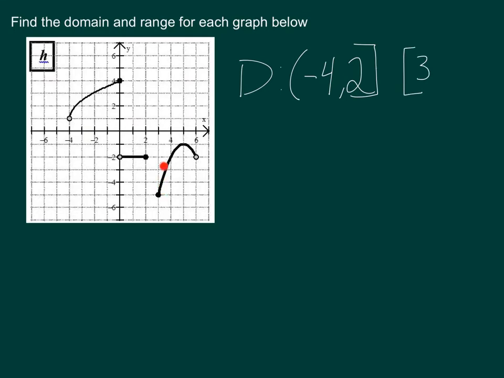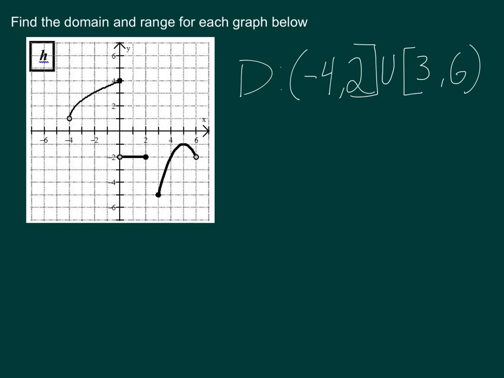And if you follow this all the way over, the graph stops going to the right when X equals 6. But there's another open dot here. So we will have to use a parenthesis. And so now that we have two different intervals for the domain, we have to join them together with a union. So there is the domain for this graph, and we're going to use a similar idea to figure out what the range is.